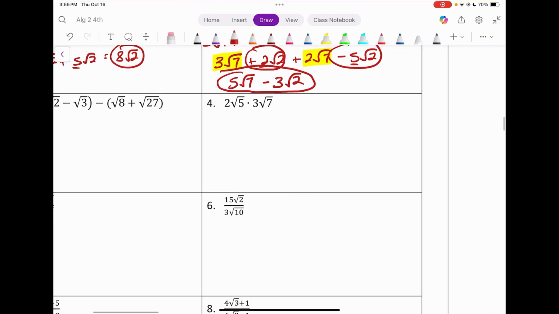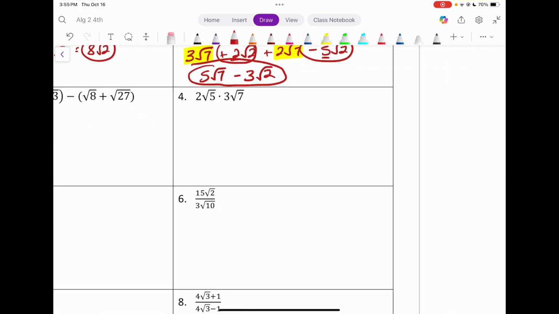Now, addition and subtraction have to be alike. But on number 4, multiplication, they don't have to be alike. In order to multiply things, you simply, now notice there's no plus or minus signs here, that would change things a bit, but to multiply, you're simply going to combine the things that are alike. 2 and 3 don't have radicals, so we multiply them. 2 times 3 is 6. Square root of 5 and square root of 7 are alike. We can multiply those together. They're both roots. We get root 35, and you're done.